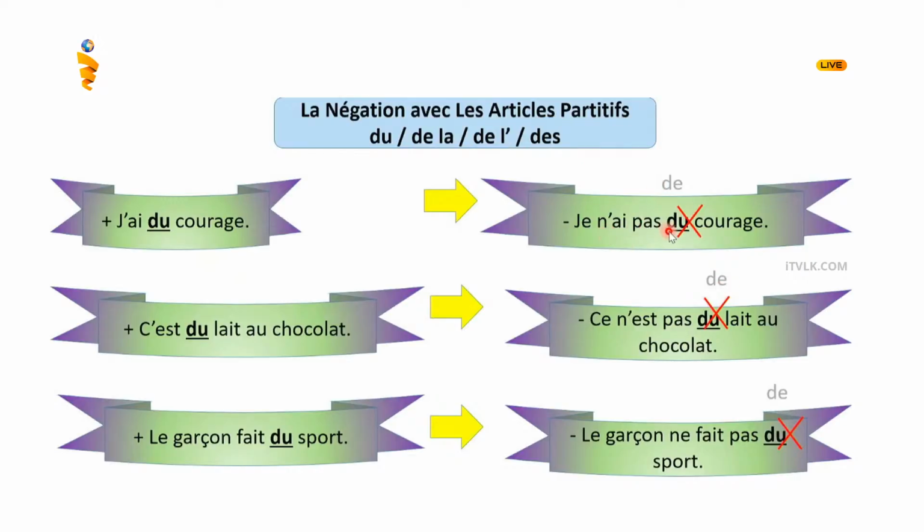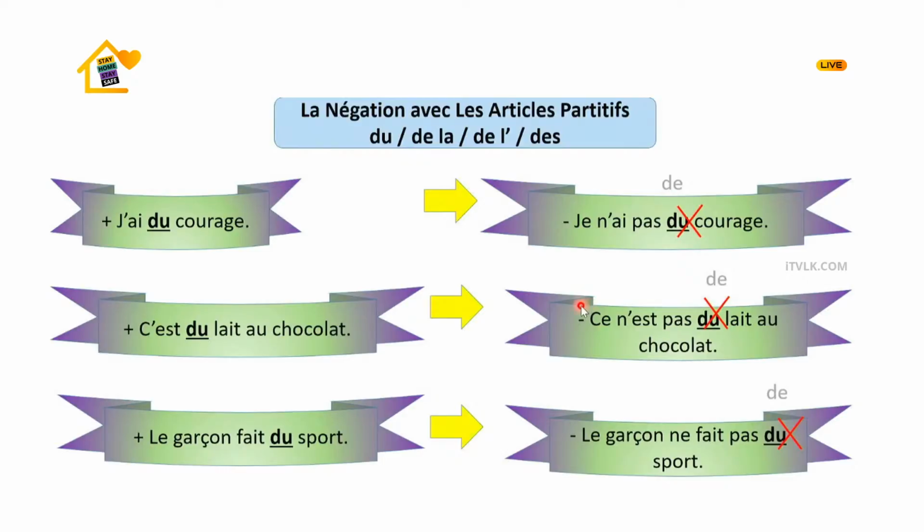See, je n'ai pas de courage. I don't have courage. Ce n'est pas de lait au chocolat. Le garçon ne fait pas de sport. So remember, with les articles partitifs, you have to change your article into de when you are transforming the sentence into negation. So those are the things you have to remember with articles.